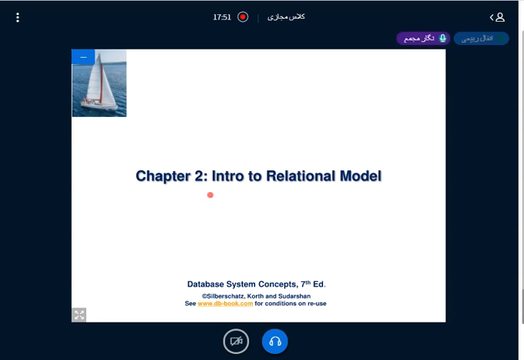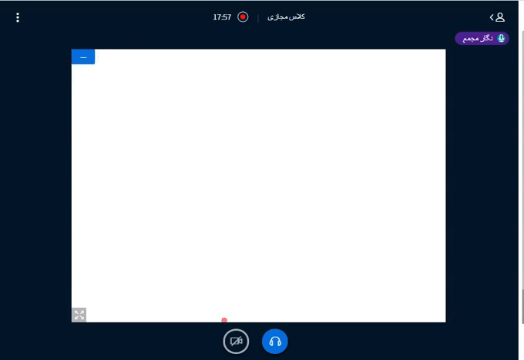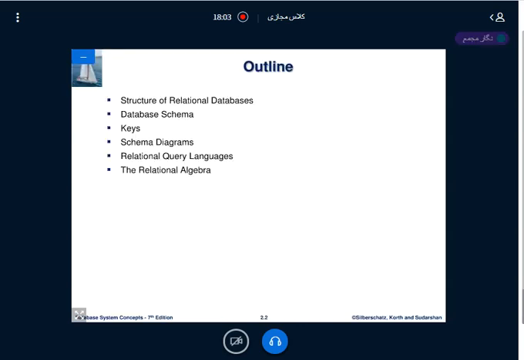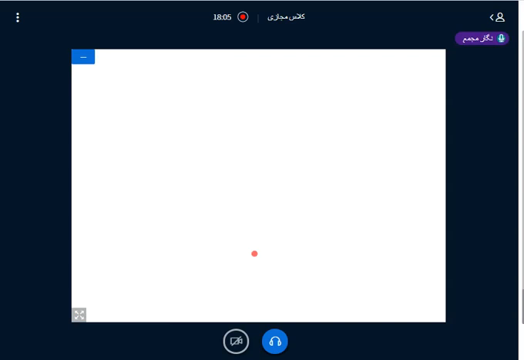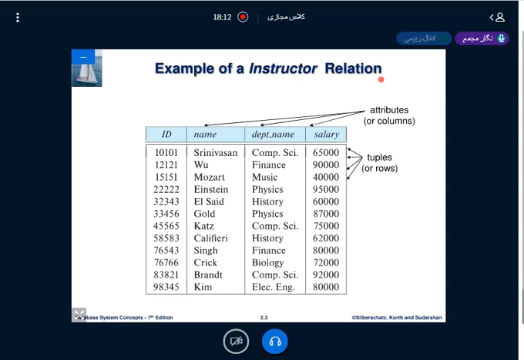Okay, let's start from chapter 2. Chapter 2 is Introduction to Relational Model. As you can see here, in the database system, we have a table. We have a table that we call relation. This is the relation of the databases.